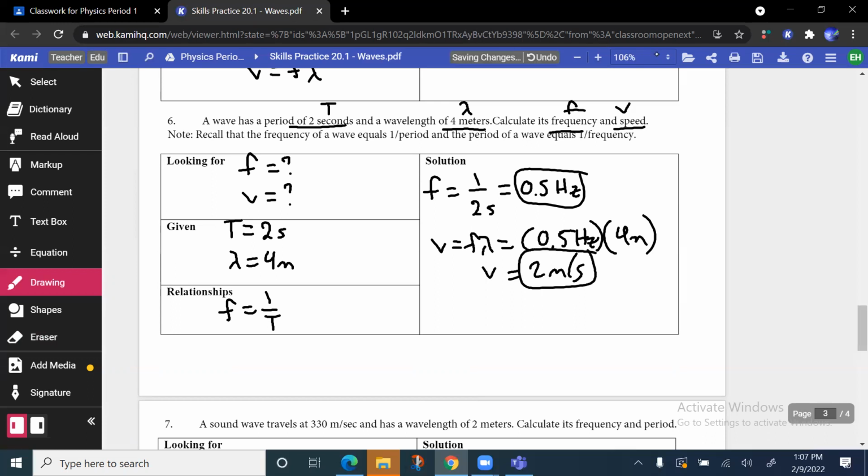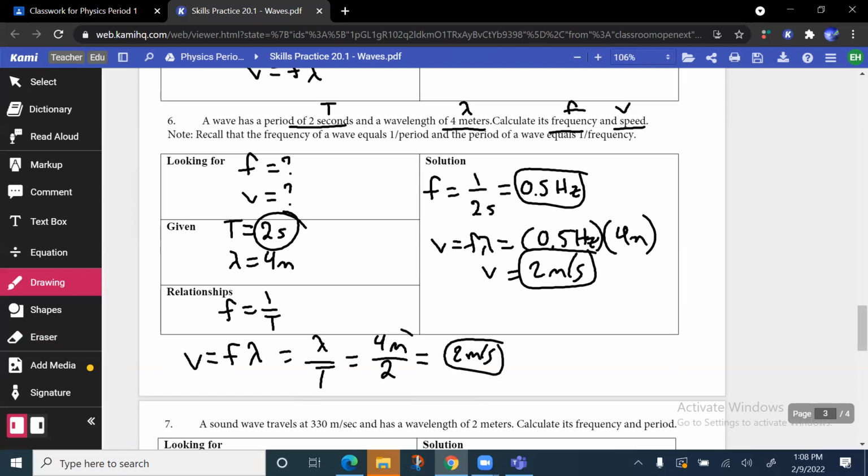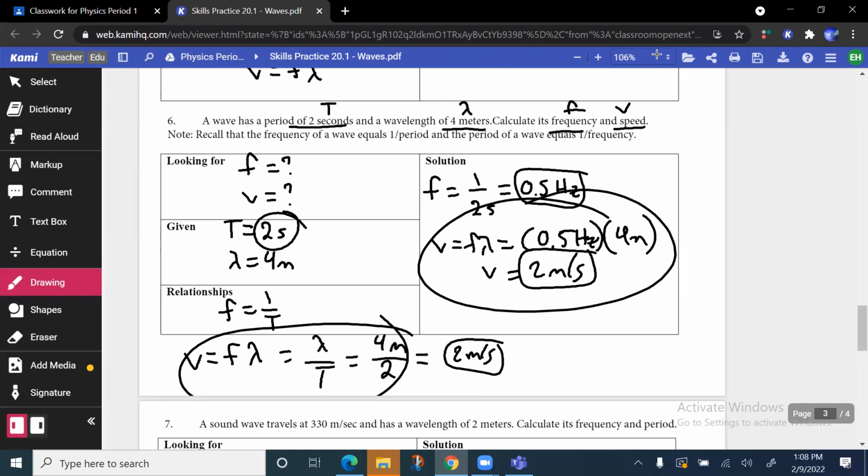Now this can be done another way. Recall, wave speed is frequency times wavelength, but it's also wavelength divided by period. So you could have taken the 4 meter wavelength and divided it by 2 seconds, and you still get 2 meters per second. So I do want you all to see that there are multiple ways of accomplishing this.